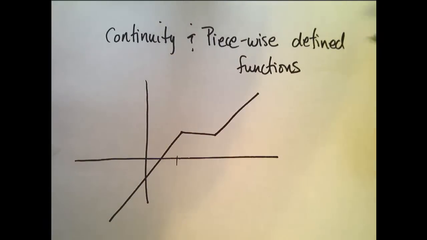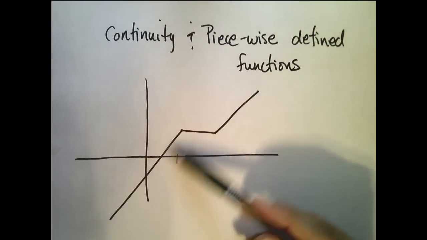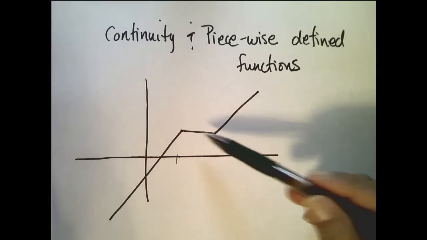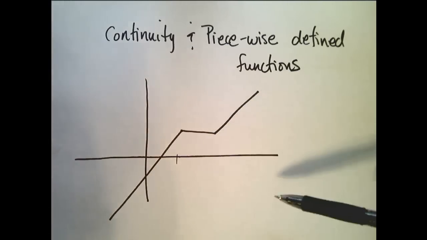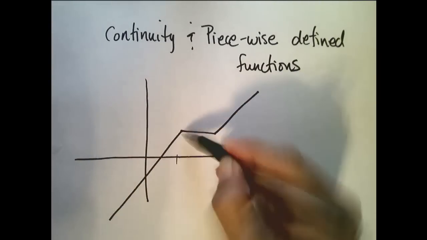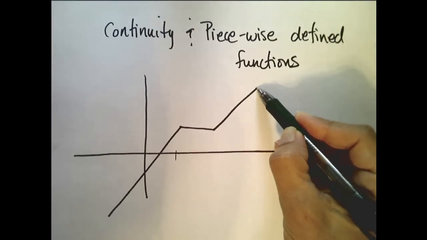In this video, we're going to discuss continuity and piecewise defined functions. Here's a graph of a piecewise defined function that is composed of three different line segments on different parts of the domain. If I were to sketch this graph, I see that I never lift my pencil, and so in our intuitive sense of continuity, this function is continuous everywhere.